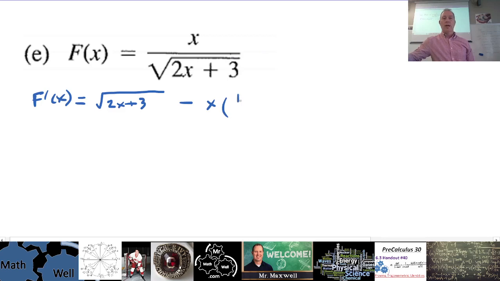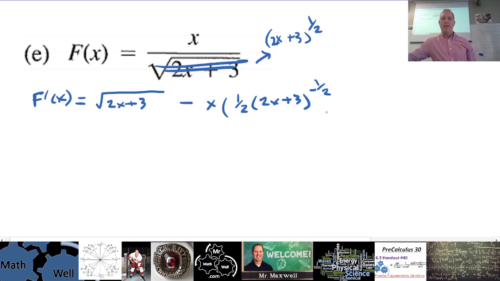Chain rule, I'm going to do 1/2 times 2x plus 3 to the negative 1/2. And if you don't like what I did there, remember this is what I did. 2x plus 3 just to the power of 1/2. That's what this actually equals. Okay? And then I have to multiply it by what?